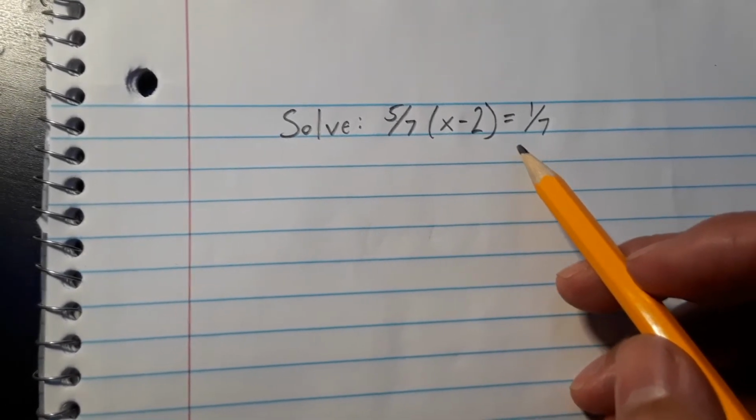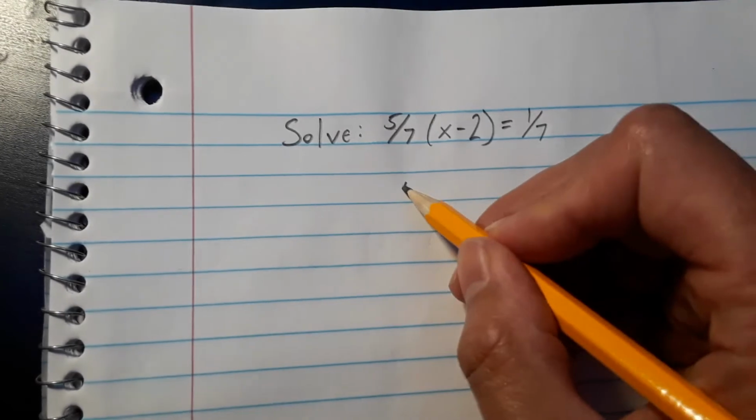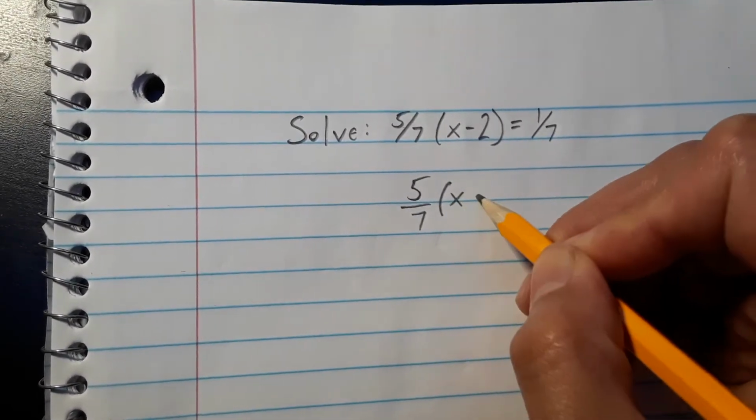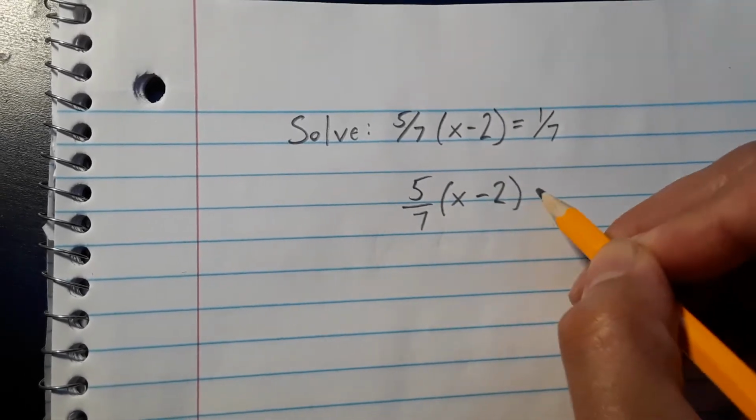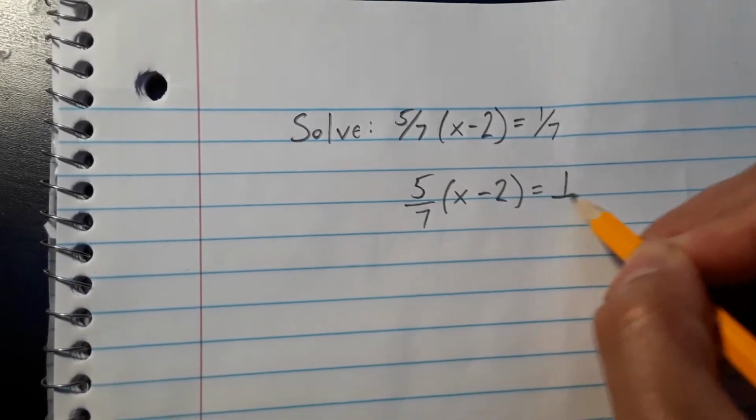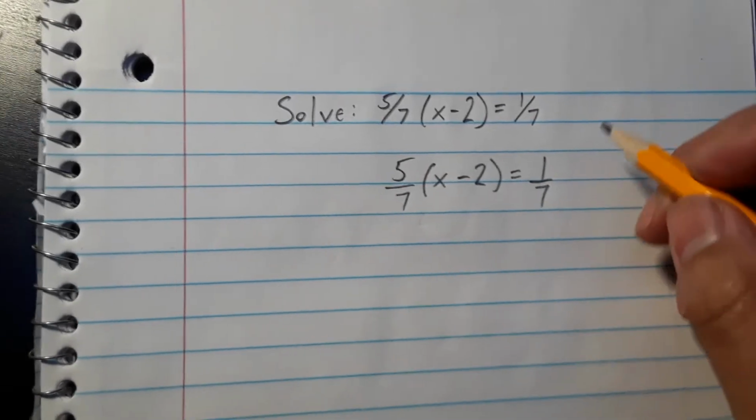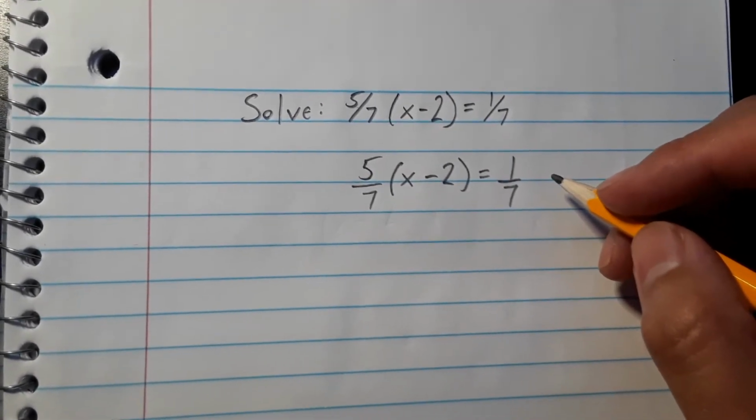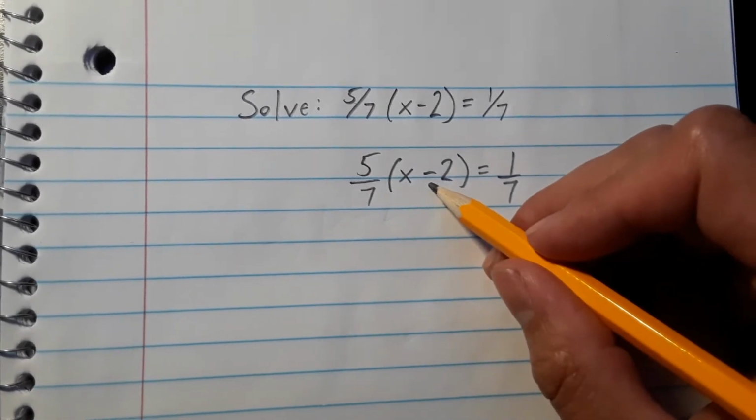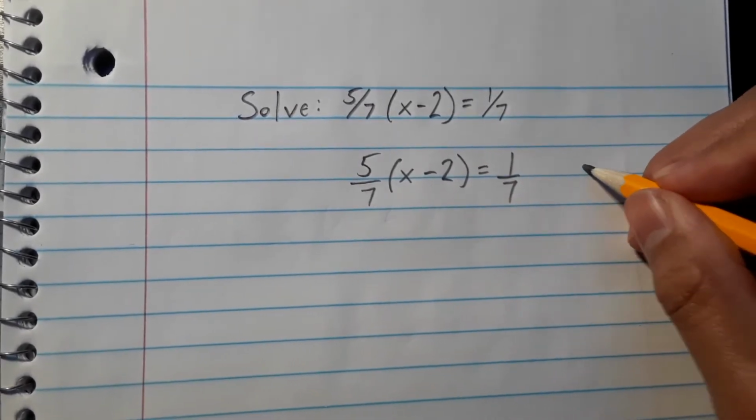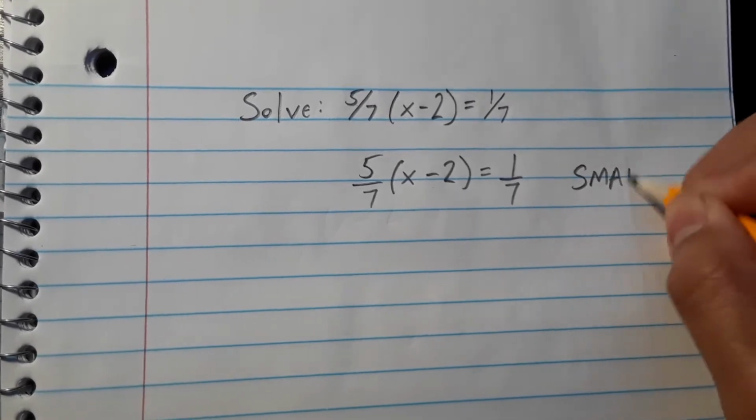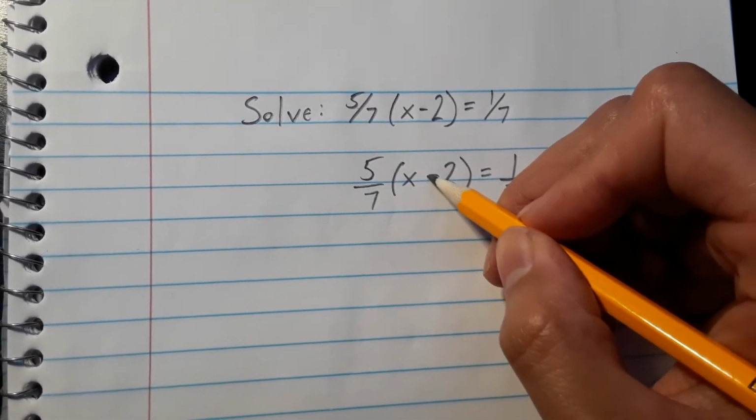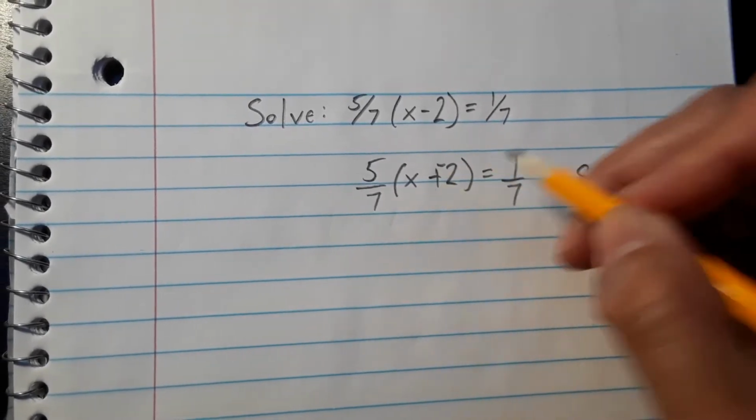And the way we're going to start solving this, well, first of all, I'm just going to copy the problem, obviously. Our first step here is always going to be SMATO if there is subtraction, which there is. We've got x minus 2 there. So, got to SMATO it up. And x minus 2, we're going to change that to x plus negative 2.